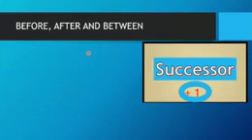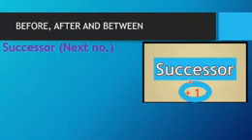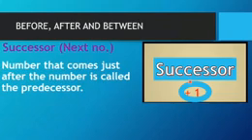Now, next comes the successor. Yes, successor is +1, meaning the next number. So successor means the next number. What comes after? The number that comes just after the number is called the successor. Let's see through an example.